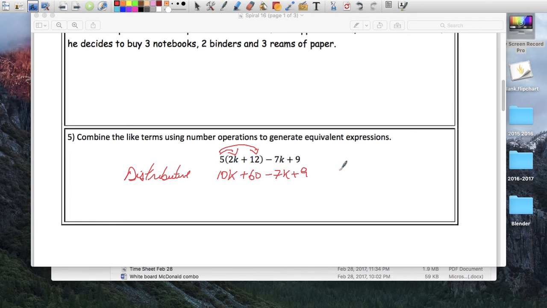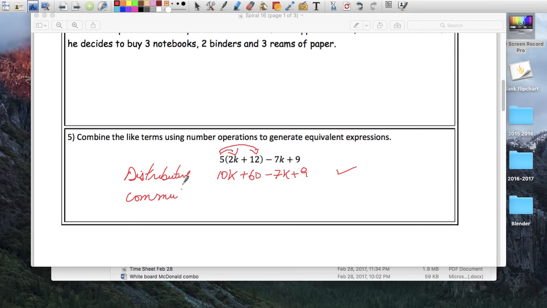So there we go. I just created a different expression using the distributive property. Can I combine? Actually, what am I doing here? It says combine like terms, so I still have more to do. Sorry. So what can I do? I can use what do you call it?